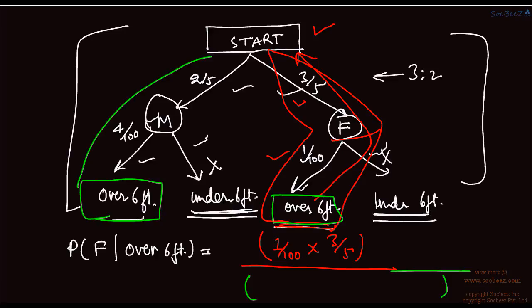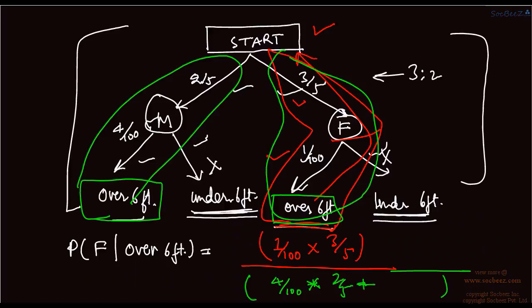So that will be over 6 feet, this branch, 4 by 100 into 2 by 5, plus this branch again, 3 by 5 into 1 by 100, because this is included in the total probability. So that's the same as 3 by 11. This is the same method, just easier and faster. You can use this in JEE exams, because every Bayes' theorem problem can be solved by this.